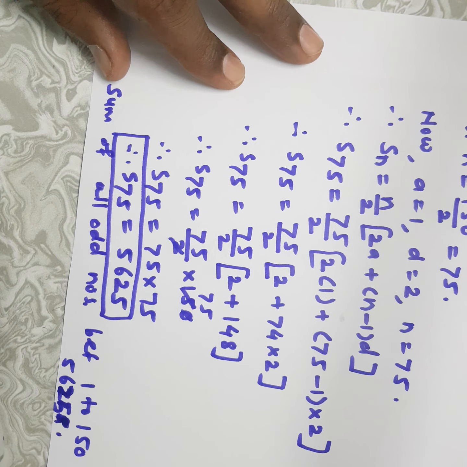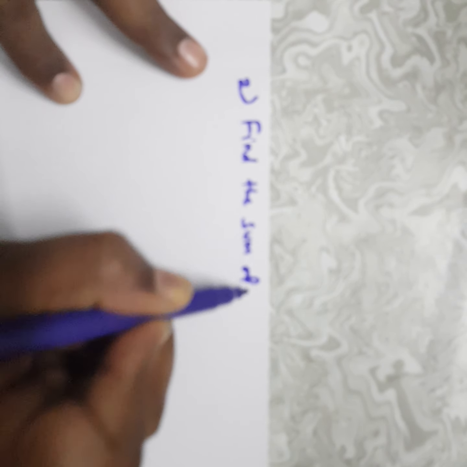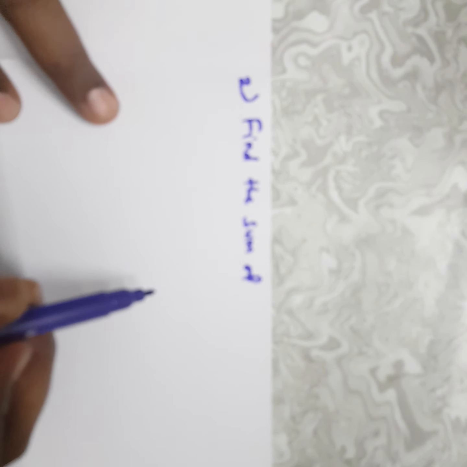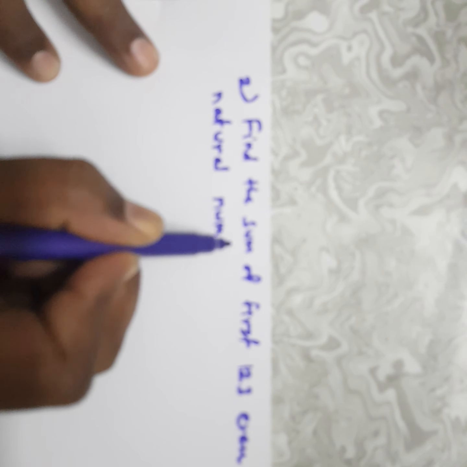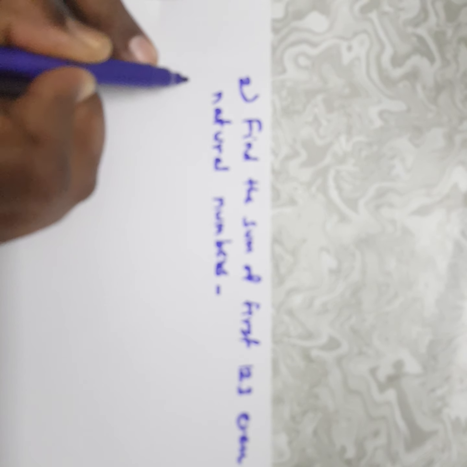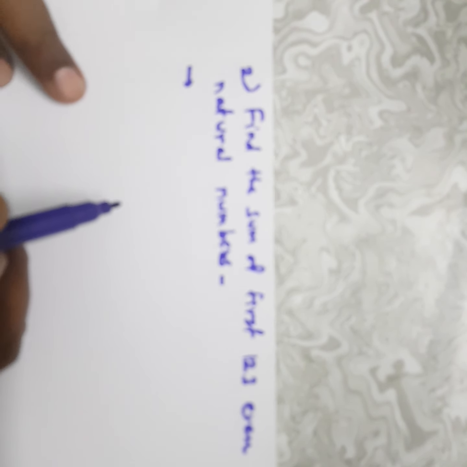We will see some examples from practice set 3.3. Let us take a second example, that is, find the sum of the first 123 even natural numbers. The first 123 even natural numbers.